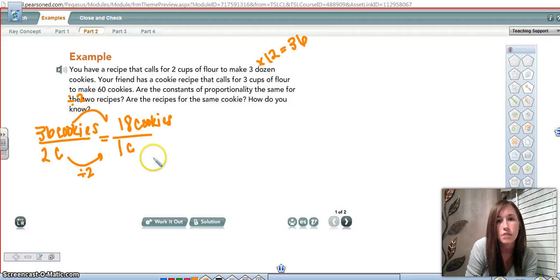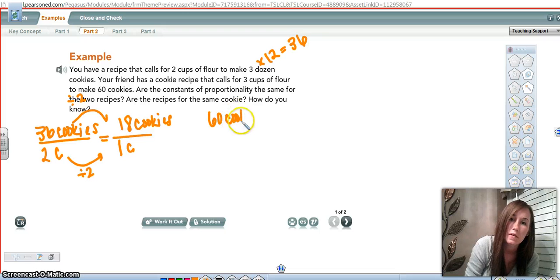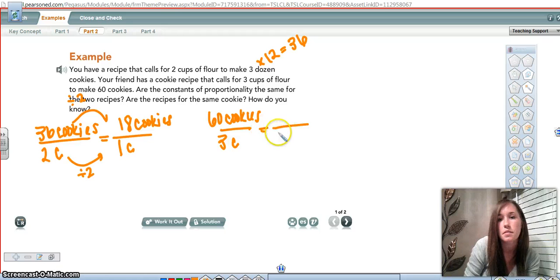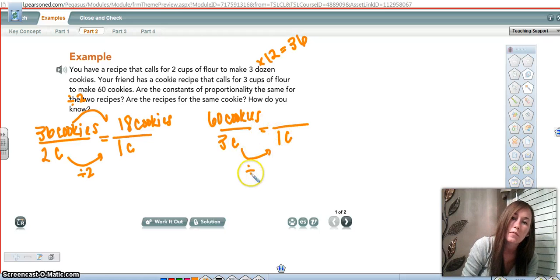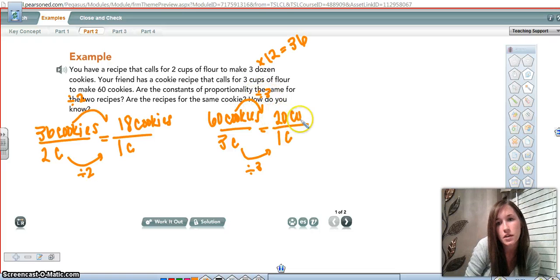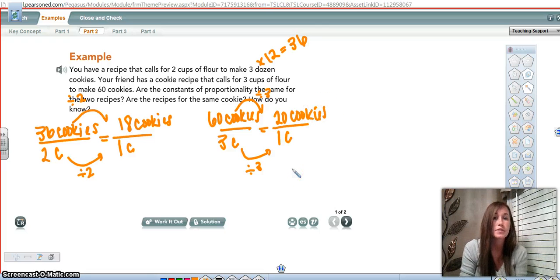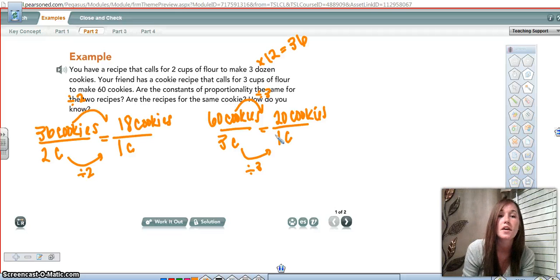Your friend has a cookie recipe that calls for 3 cups of flour to make 60 cookies. To get the constant of proportionality, we would want to find the unit rate. So that would be 20 cookies for 1 cup of flour. Are the recipes for the same cookie? Obviously not. We have a different requirement of how much flour will be used, and we can see that the constants of proportionality are not the same.